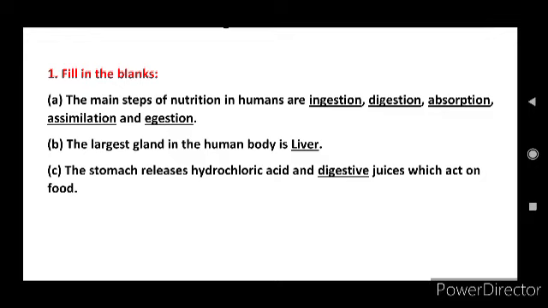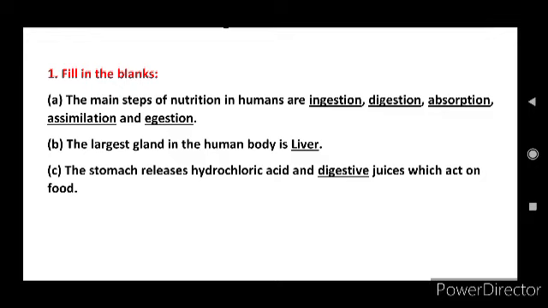And the next step is egestion. Egestion is nothing but the fecal matter, the remaining waste, right? It is removed through the anus from time to time. This is called egestion. So ingestion, digestion, absorption, assimilation and egestion are the main steps of nutrition in humans.